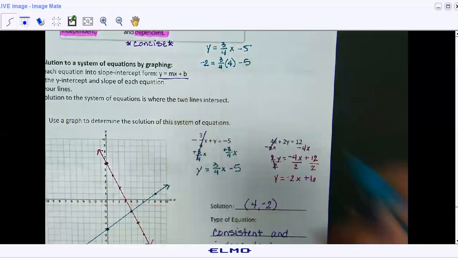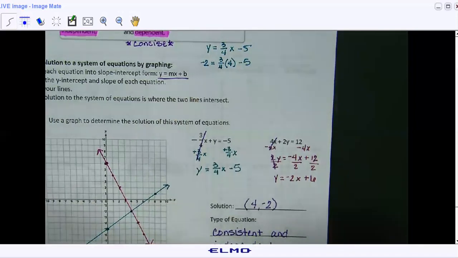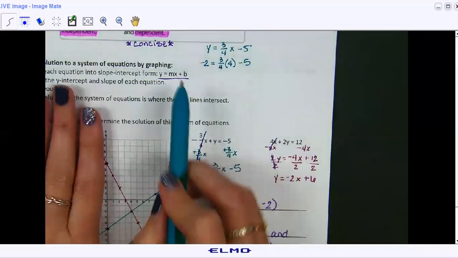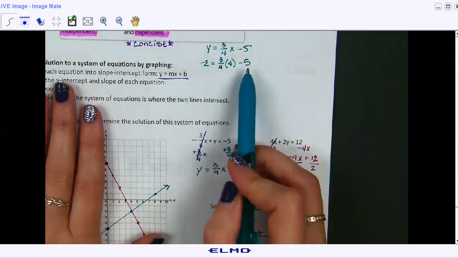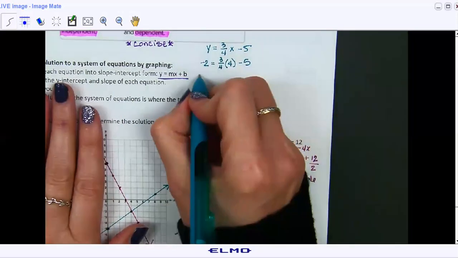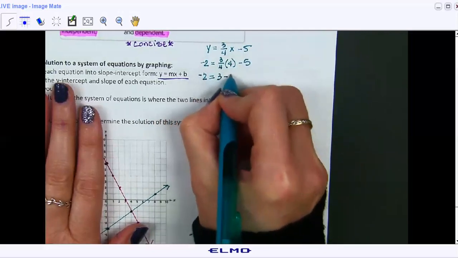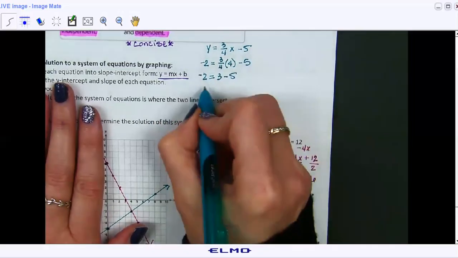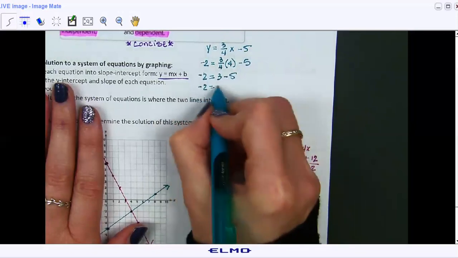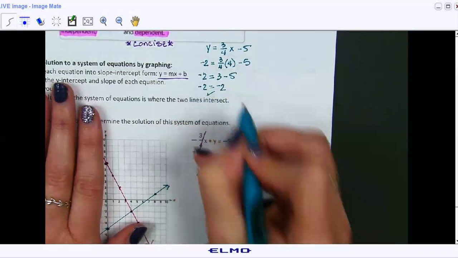And now I'm going to solve. If this is an accurate solution, the left side of the equal sign should match the right side when I'm done solving. So -2 equals 3/4 times 4 is 3 minus 5. And then -2 equals 3 minus 5 is -2. So that's true.